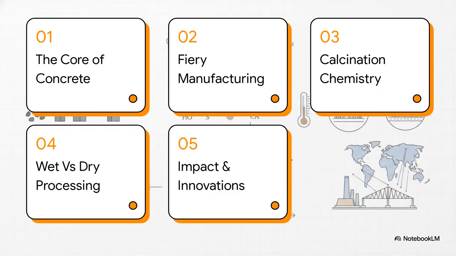So here's the blueprint for our explainer today. We'll start with part 1, the core of concrete. Then part 2, the fiery manufacturing journey. Moving into part 3, the chemistry of calcination. Part 4 is wet versus dry processing. And finally, part 5, global impact and innovations.